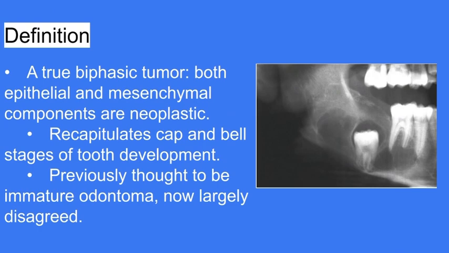Now, coming to the definition, ameloblastic fibroma is a true biphasic odontogenic tumor. That means both components, the epithelial part and the mesenchymal part, are neoplastic. Histologically, it resembles the cap and bell stages of tooth development. It is a very important line. In simple words, it looks like early tooth formation frozen in time. Earlier, some believed it was just an immature odontoma, but that theory has largely been rejected.